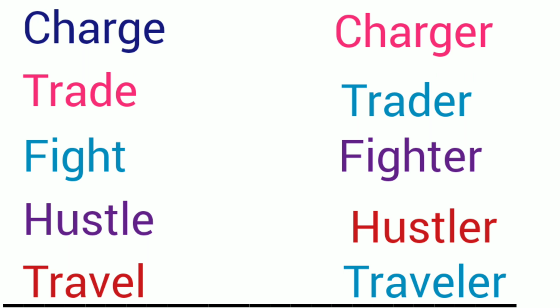You cannot say he is a travel. No, because we're talking about somebody. So he is a traveler. And you cannot equally say he is a hustle. No, you are talking about someone. You say he is a hustler. You cannot equally say he is a fight. No, you can only say he is a fighter. You cannot say he is a trade. No, you can only say he is a trader. As well, you cannot say this is a charge. You can only say this is a charger. Do you understand how it works now?